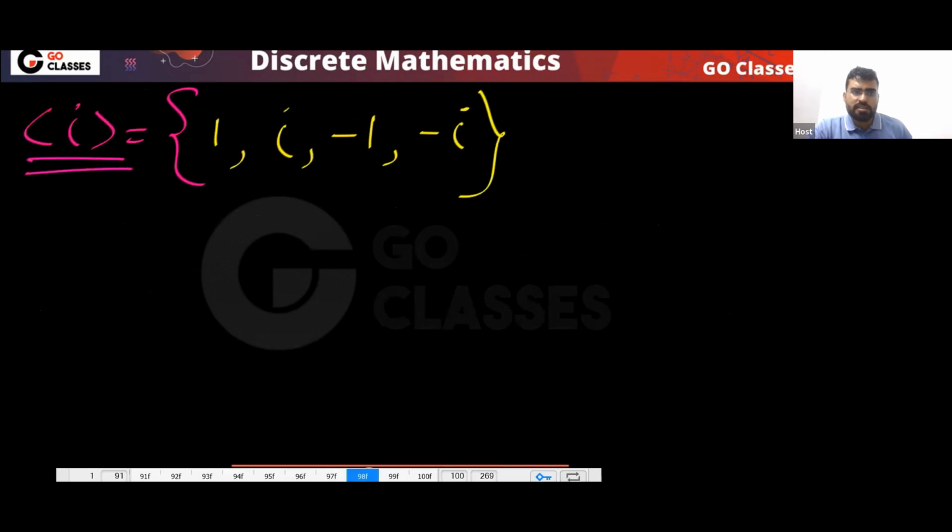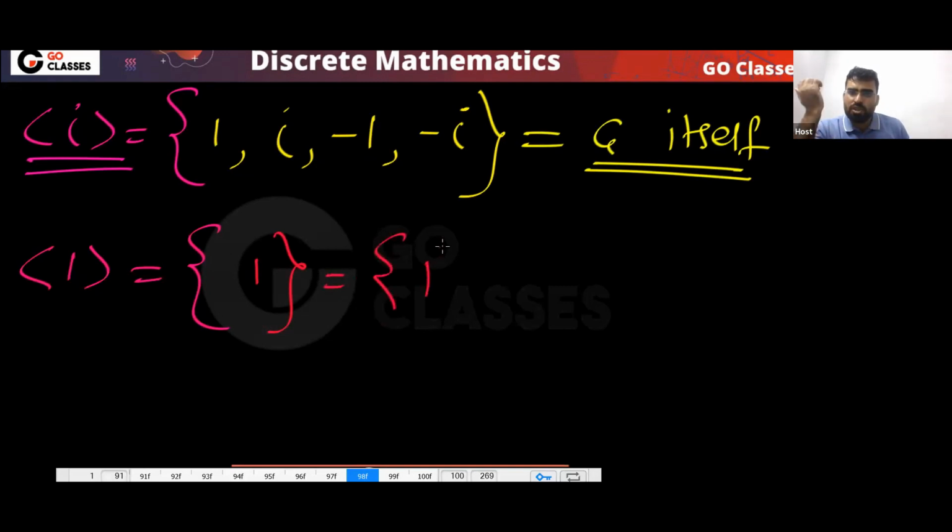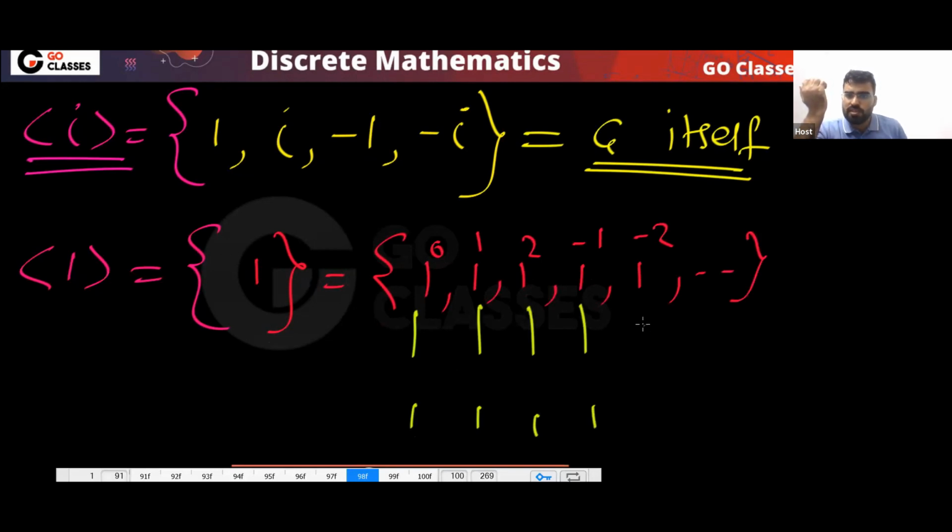So I can say the subgroup generated by iota, that is G itself. Yes or no? Correct or not? What is the subgroup generated by 1? That will be only 1, because 1 power 0 will be there, 1 power 1, 1 power 2, 1 power -1, 1 power -2. Everything is 1. So the subgroup generated by 1 will be only 1.